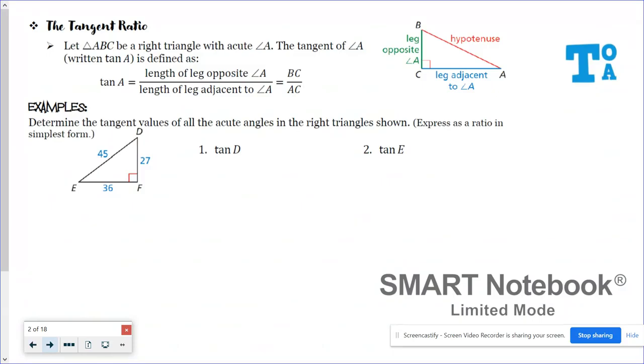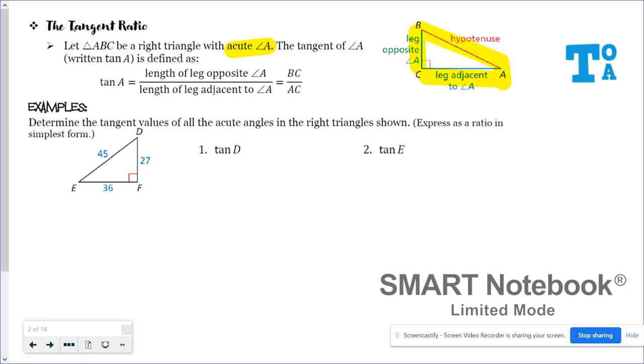Okay, starting with tangent. If we have a right triangle, and we're focusing on one of the acute angles, in this case, angle A is going to be our angle of reference. What that means is that there is a leg that's opposite to angle A, so that's leg BC. There's a leg adjacent to angle A, and that's AC. And then, of course, there's the hypotenuse.